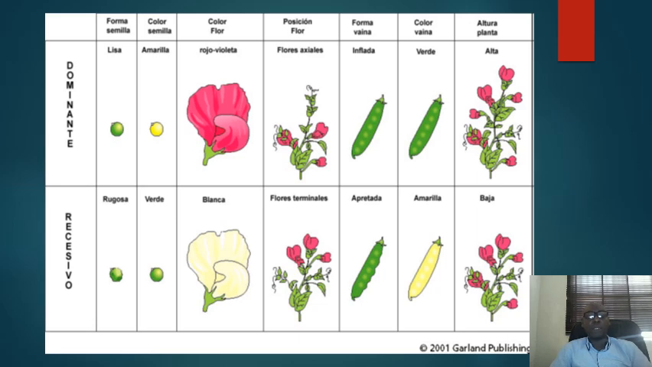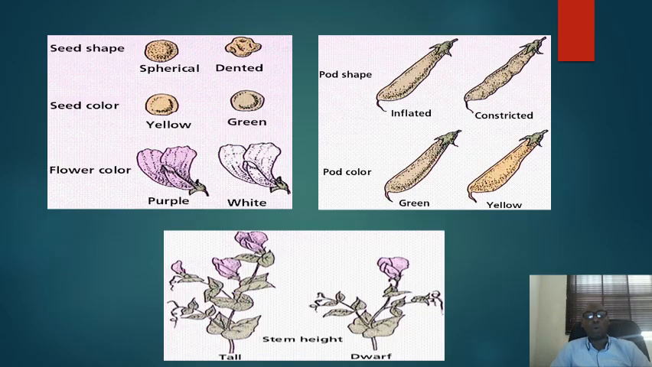These are some of the contrasting traits he went through. Some are dominant, while the others are recessive. For seed shape, it could be round, spherical or dented. The seed color could be yellow or green. The flower could be purple or white. The pod shape could be inflated or constricted. The pod color could be green or yellow. And the plant could be tall or short.